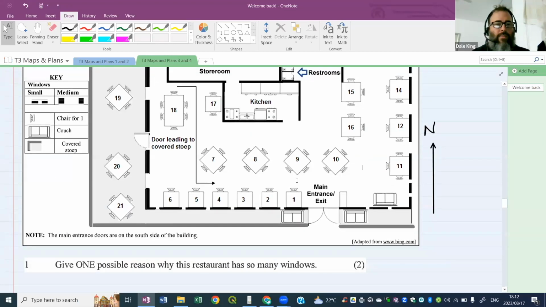Number one, give one possible reason why this restaurant has so many windows. Now, ladies and gentlemen, this is a subjective question. It's based on your opinion. The word possible in this question has got nothing to do with math.